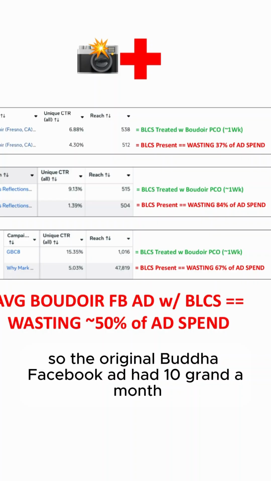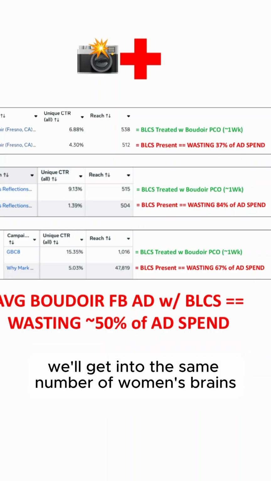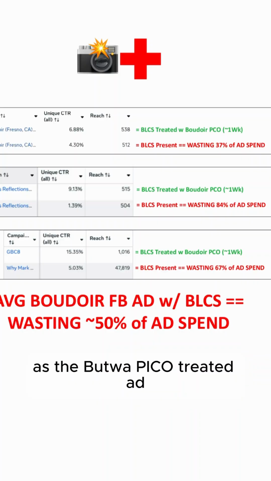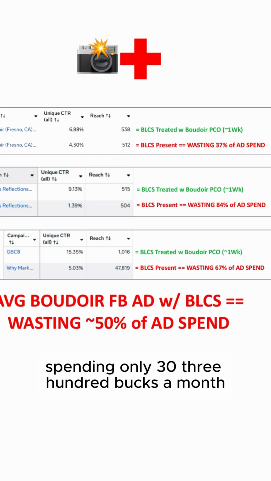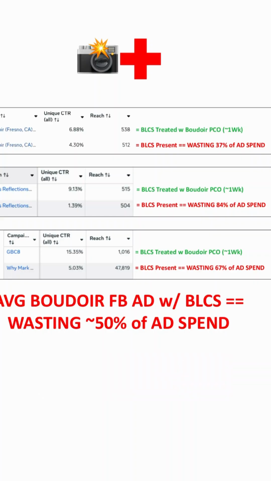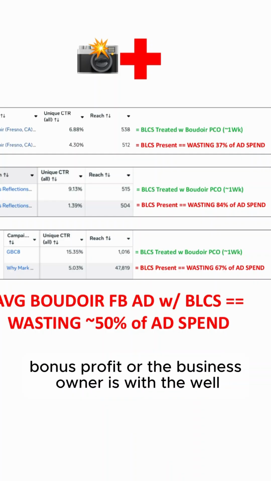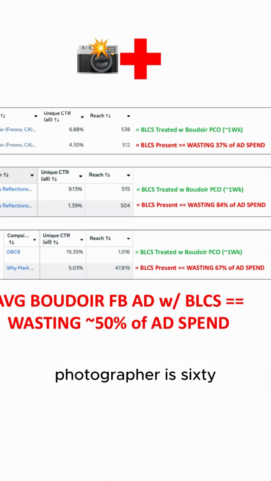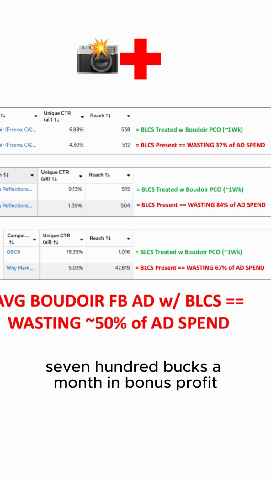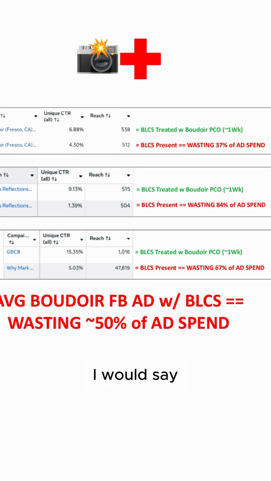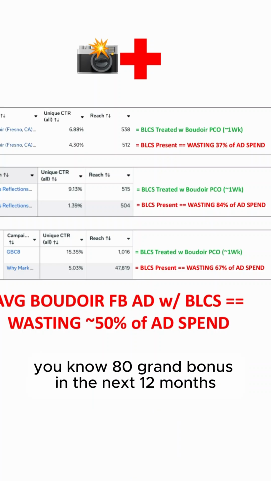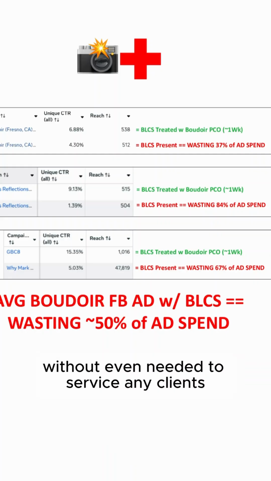So the original boudoir Facebook ad had 10 grand a month, to get the same number of women's brands as the Boudoir Pico treated ad, spending only 3,300 bucks a month. So that whole difference, we're pocketing that difference as a bonus profit, or the business owner is, the boudoir photographer is, 6,700 bucks a month in bonus profit by simply not spending that money. I would say, 80 grand bonus in the next 12 months. So insanely good without even needing to service any clients.